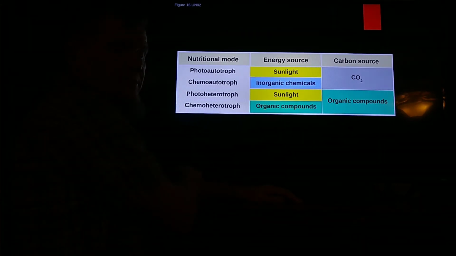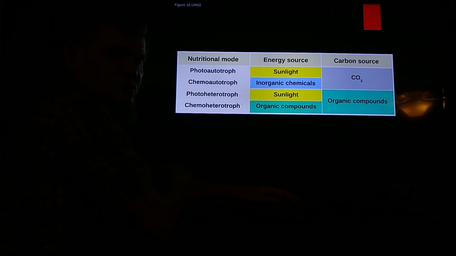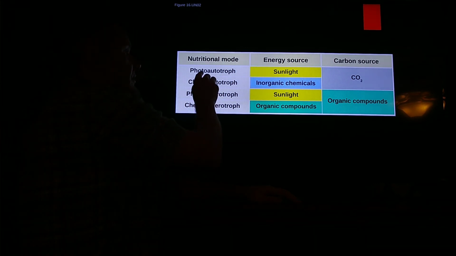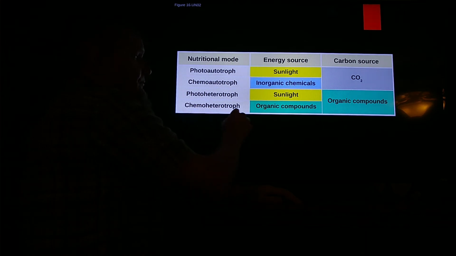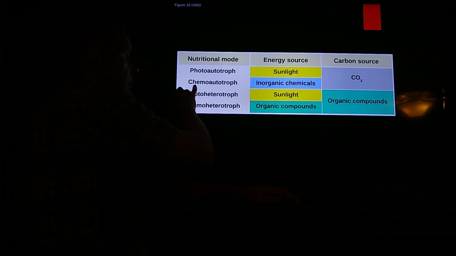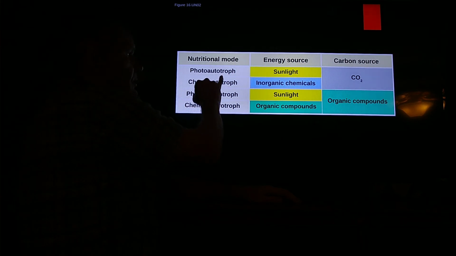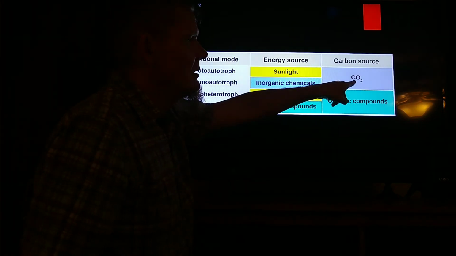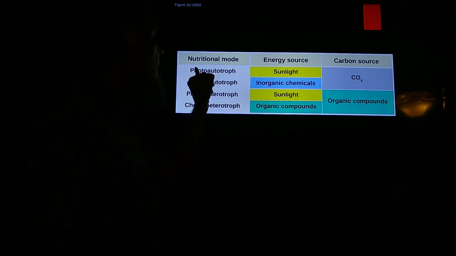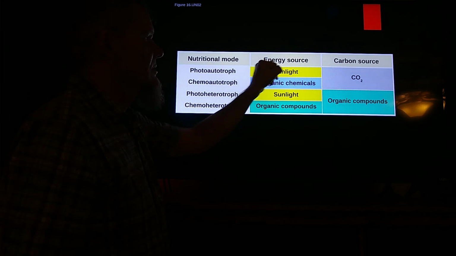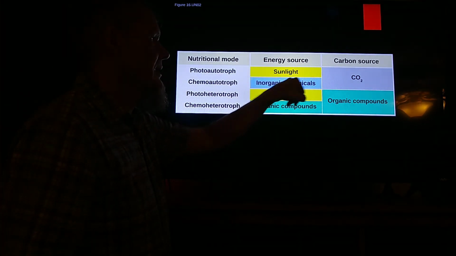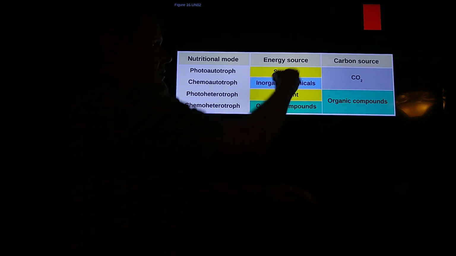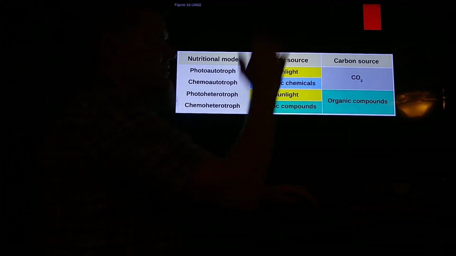This graphic shows the breakdown of how these different life strategies work. If it is an autotroph, it's going to make its own food. So chemoautotrophs and photoautotrophs make their own food. They'll use carbon dioxide as their carbon source. A photoautotroph will use sunlight as the energy source. A chemoautotroph will use organic chemicals as the energy source. So energy plus carbon means food.